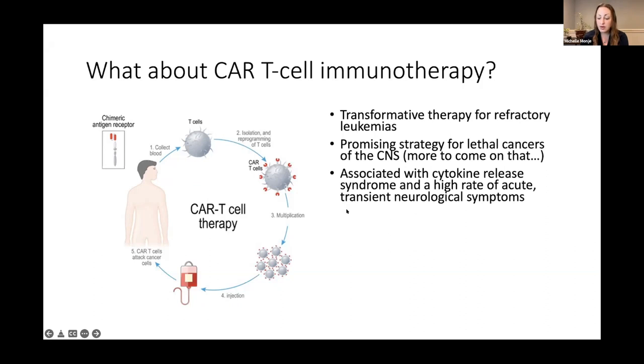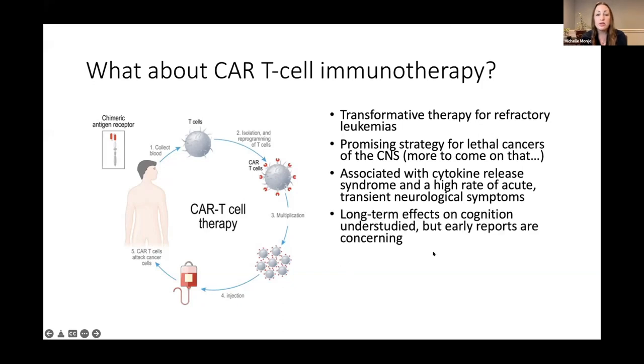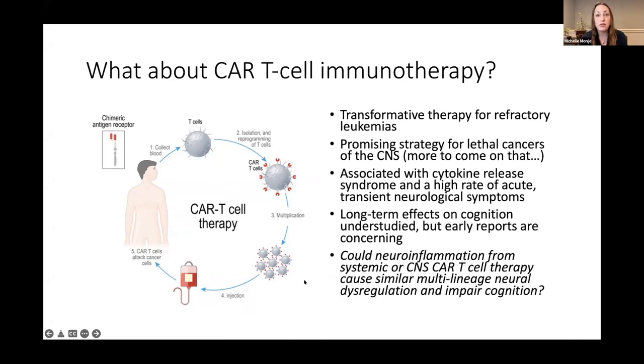This kind of immunotherapy is associated with really prominent cytokine release and frequently causes cytokine release syndrome. There's a high rate of acute but transient neurological symptoms, including a sort of encephalopathy that can happen during the acute treatment phase. The long-term effects of CAR T-cell therapy on cognition are understudied, but a couple of early reports are fairly concerning. And my personal clinical experience makes me very concerned that we're going to see a syndrome of cognitive impairment that follows this immunotherapy, much as we do after more traditional cancer therapies.